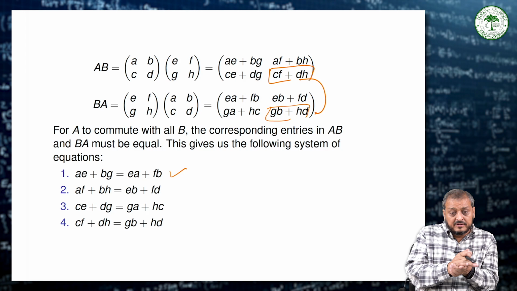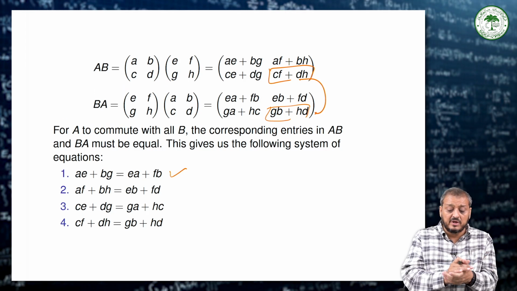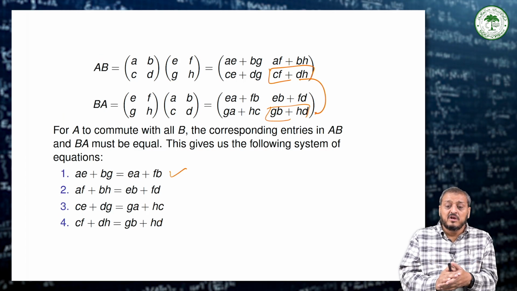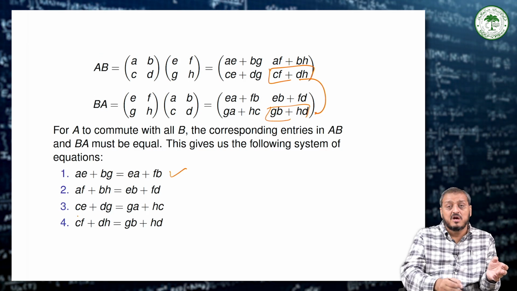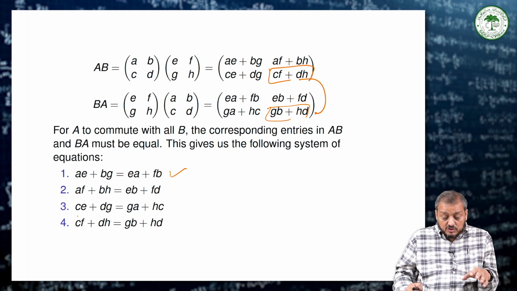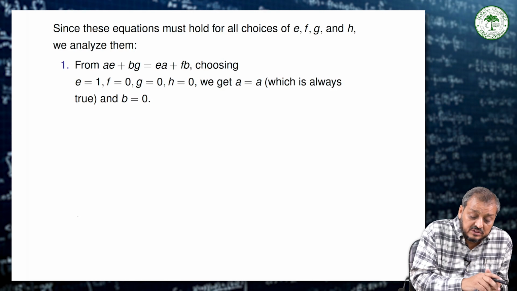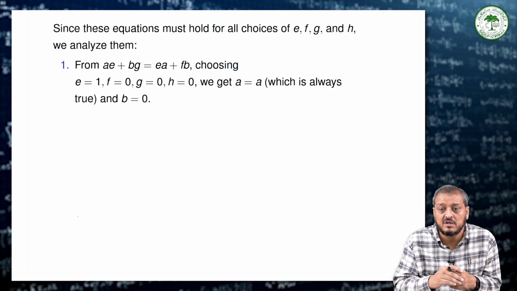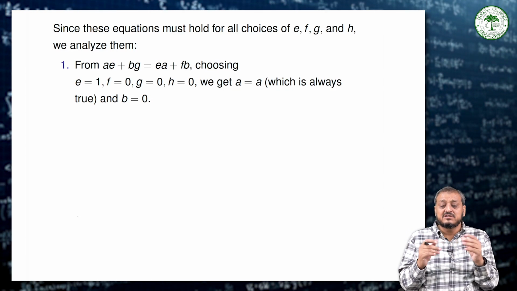So A commutes with all B. This means we simply say that the corresponding entries of AB and BA must be equal. This gives the following system of equations. We have these four equations. Since these equations hold for all choices of E, F, G and H, we analyze them one by one.